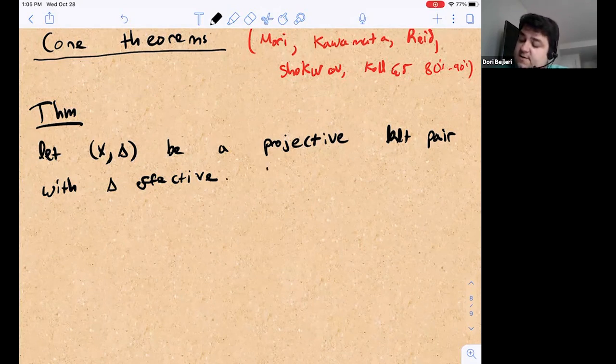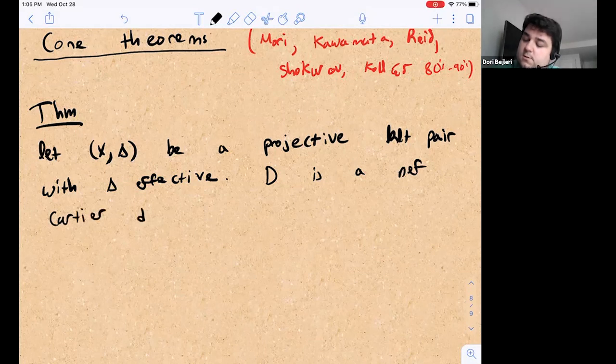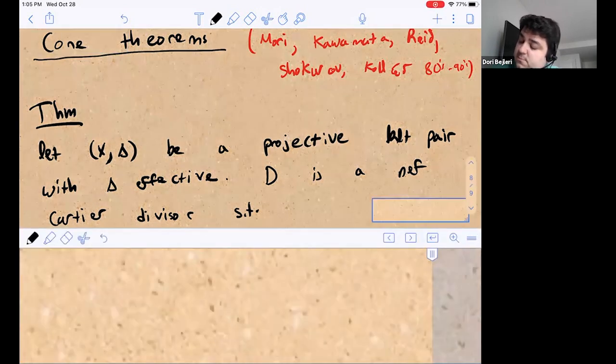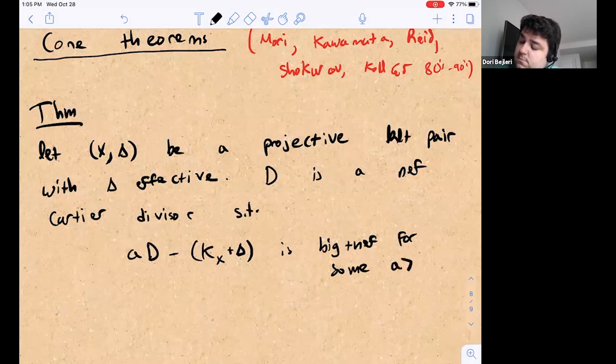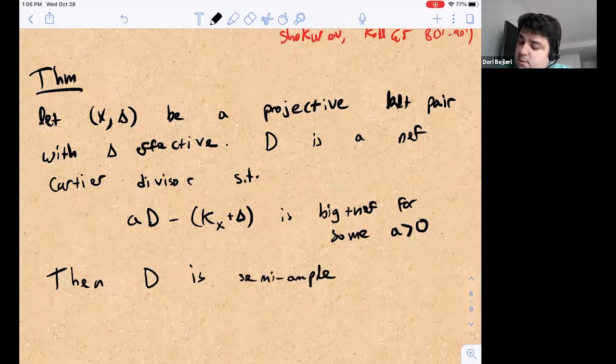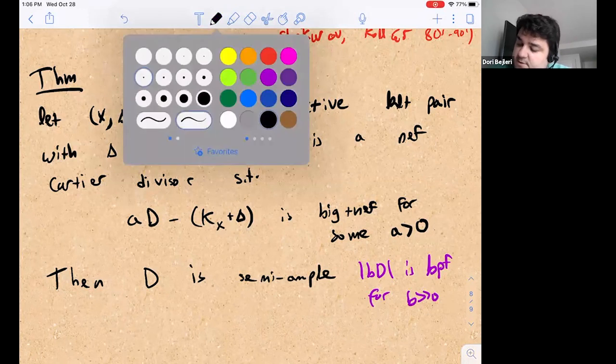Okay, so let Delta be effective, and let's say D is a nef Cartier divisor such that the combination AD minus (K_X plus Delta) is big and nef for some large A. Then D is semi-ample, i.e. BD is base point free for B large enough. And I should really write the name. This is the base point free theorem.